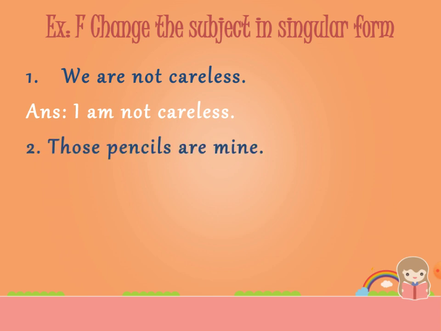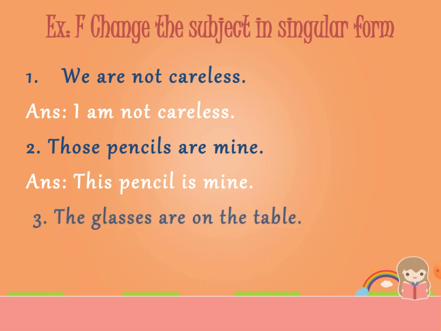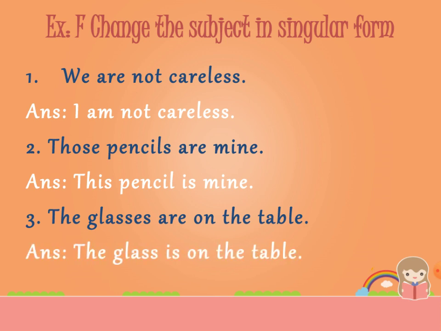Second sentence, those pencils are mine. Now those pencils will become that pencil. So that pencil is mine. Third, the glasses are on the table. The glass is on the table.